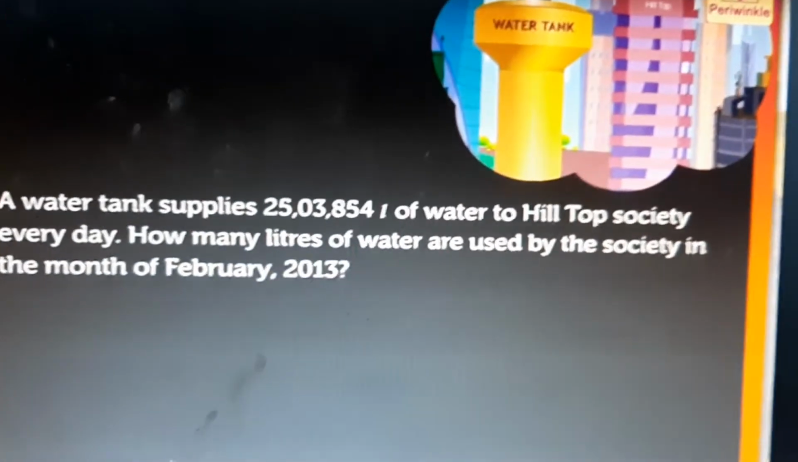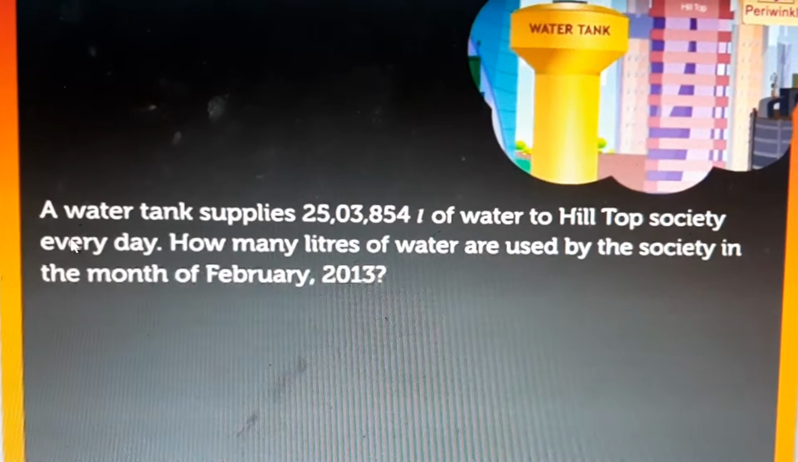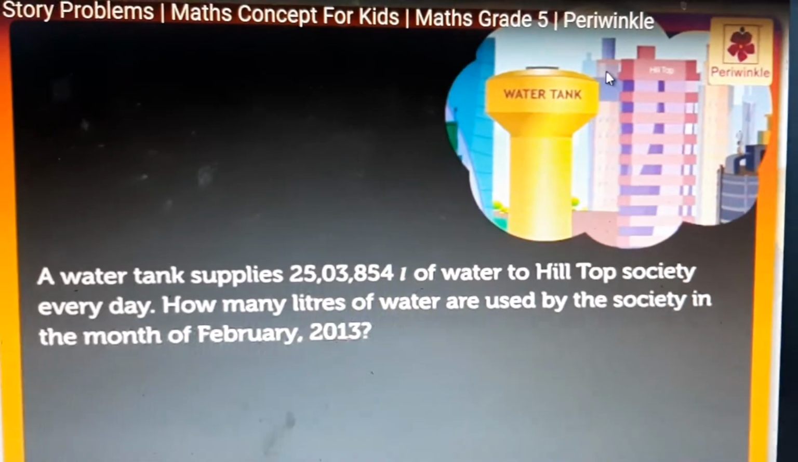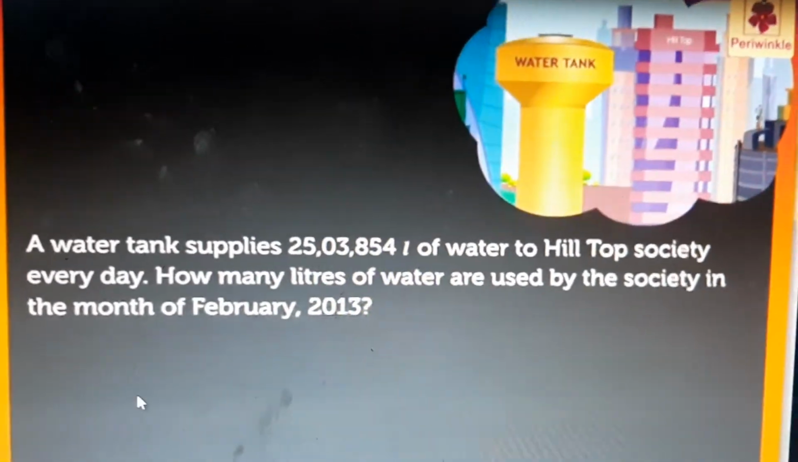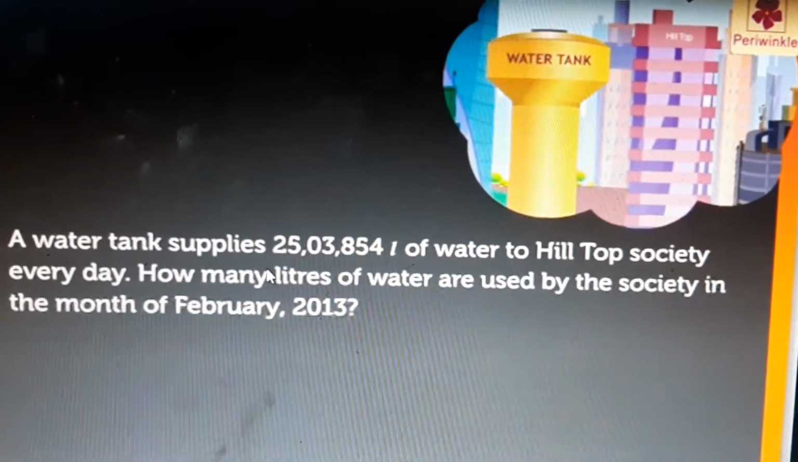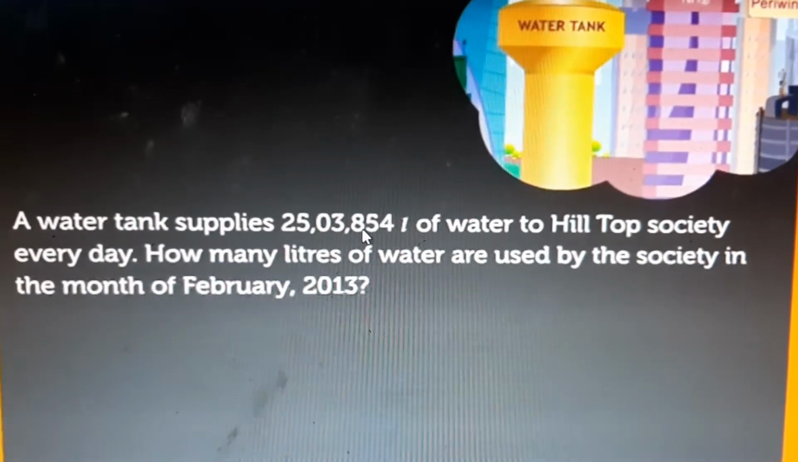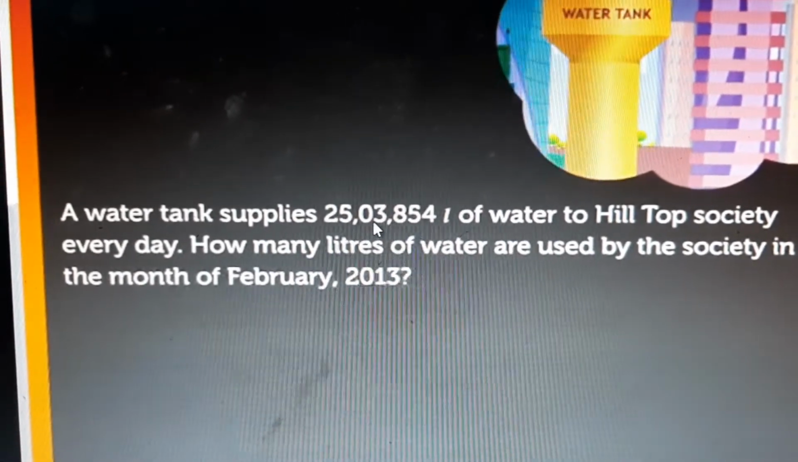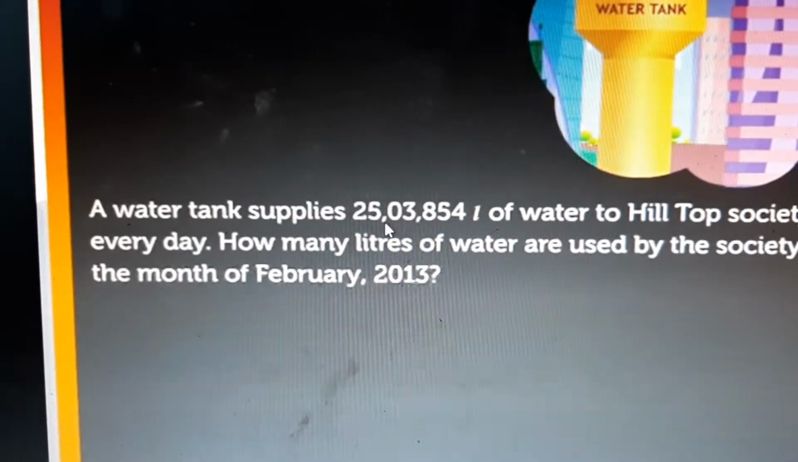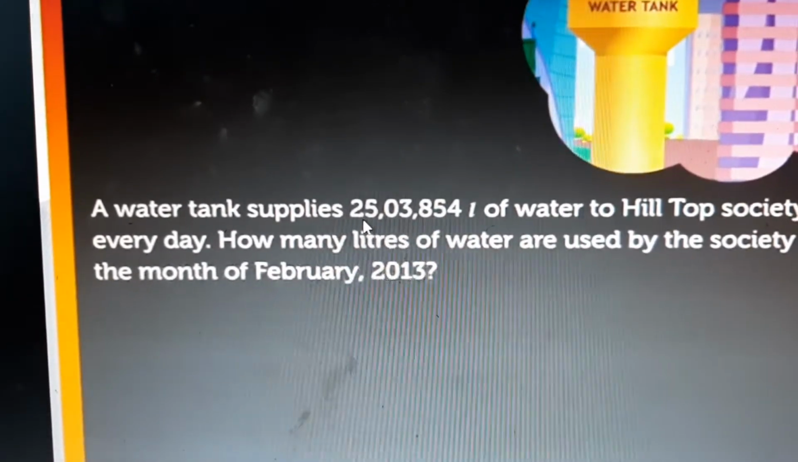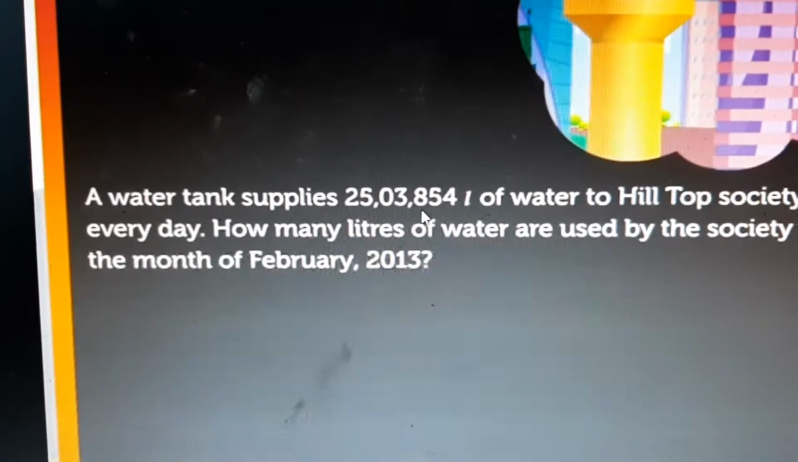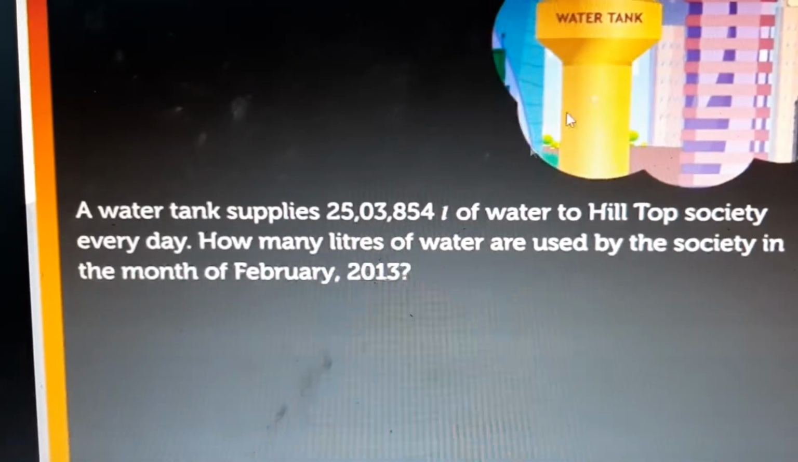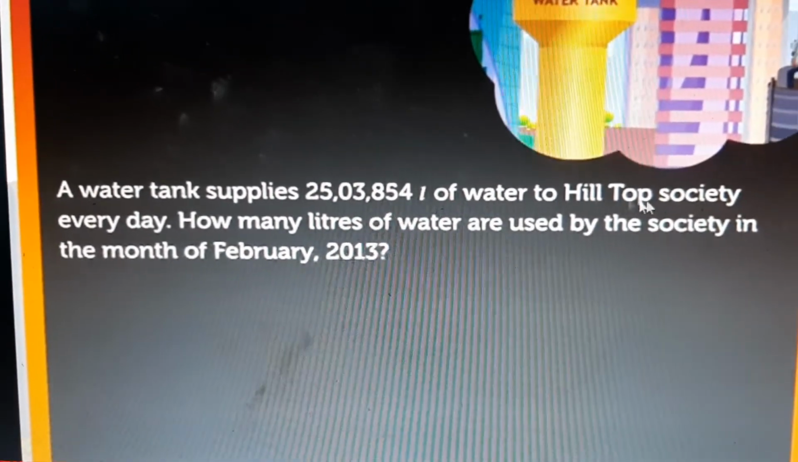Now here we have an example of a multiplication problem. Let us just try to understand. You can see a water tank here. This water tank supplies, see here, how much is this? Can we read this? This is 854, and in the thousands place you have only 3, and in the lakhs place you have 25. So it is 25 lakhs 3,854 liters of water. This water tank is supplying so many liters of water to Hilltop Society.